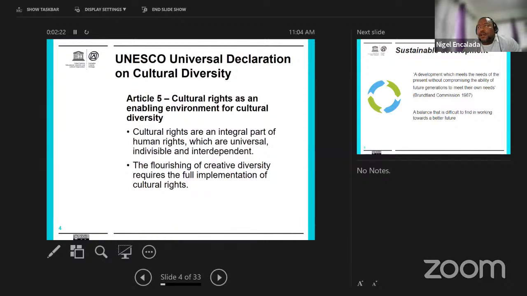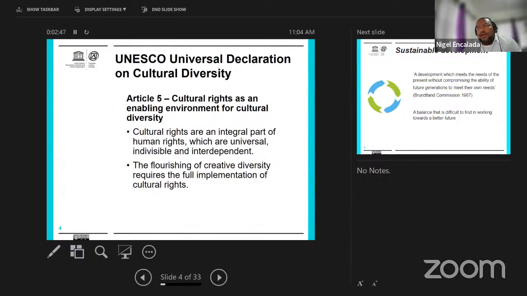The UNESCO Universal Declaration on Cultural Diversity, Article 5, says that cultural rights is an enabling environment for cultural diversity. Cultural rights are an integral part of human rights, which are universal, indivisible, and interdependent. The flourishing of creative diversity requires the full implementation of cultural rights.